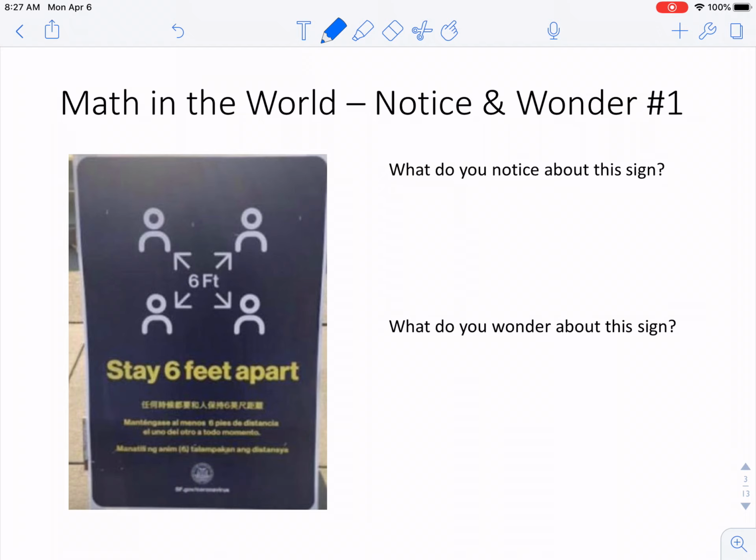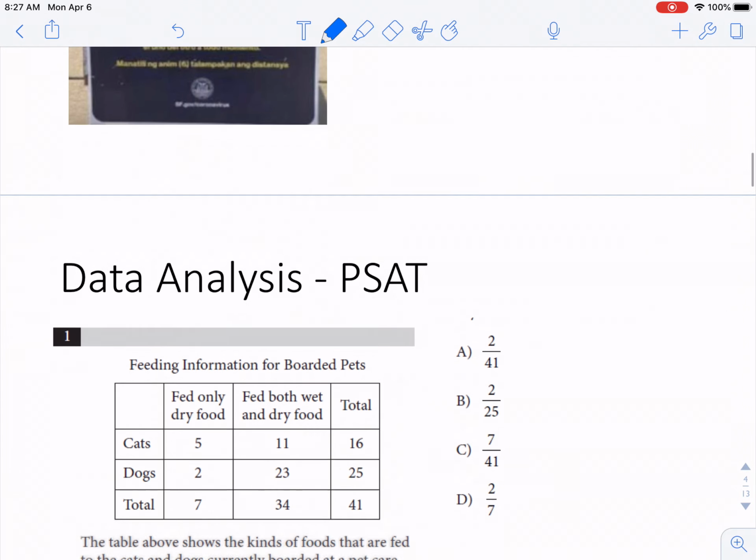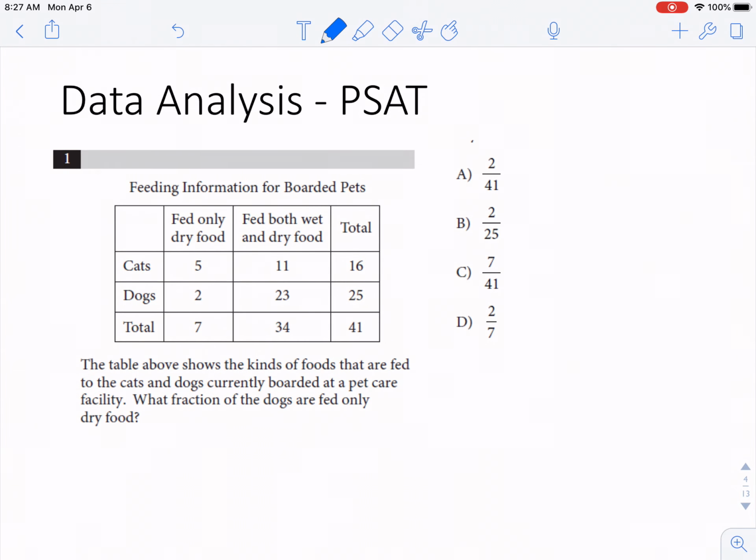Remember that you have a video recording. So if I'm talking too fast or you need a break, press pause, go back to it later. Or press pause, re-answer the question and see if you can answer it, and then follow along with my reply to it. So, all right, data analysis, PSAT.